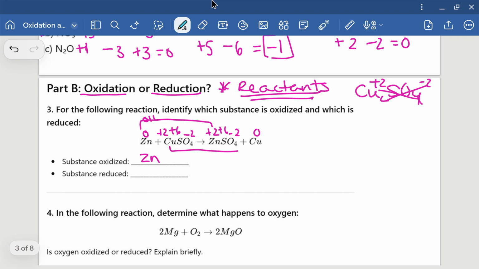Copper is going from +2 to 0. So that would be reduction, gaining electrons. And that substance would be that whole thing. So even though it's the copper that's changing, when saying the substance, you write down the whole thing. So again, notice I am using my products to see what's happening, but whenever you're picking what's being oxidized and reduced, you have to choose a reactant.